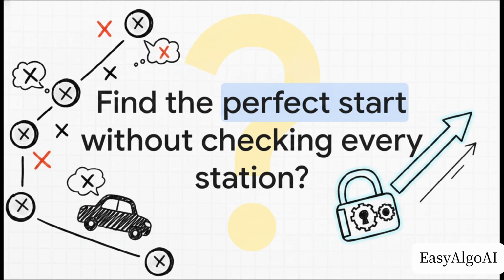So what's the immediate, brute force reaction most of us have? We just want to write a nested loop. Start at station 0, simulate the entire trip. If that crashes and burns, start at station 1, simulate the whole trip again. And just keep doing that.